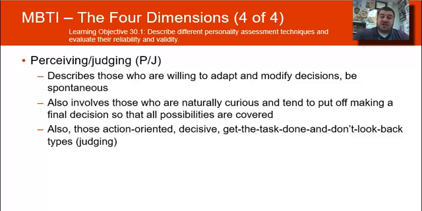And perceiving and judging is, are you willing to adapt and modify your decisions and be spontaneous? That's a perceiver. Perceivers are curious and they tend to put off making a final decision so that they can cover all their possibilities. And those who are judgers are very action-oriented, scheduled, or organized, get the task over with and don't look back types.